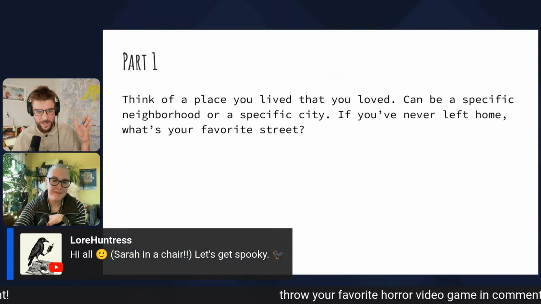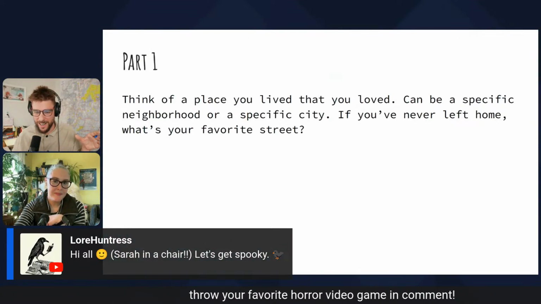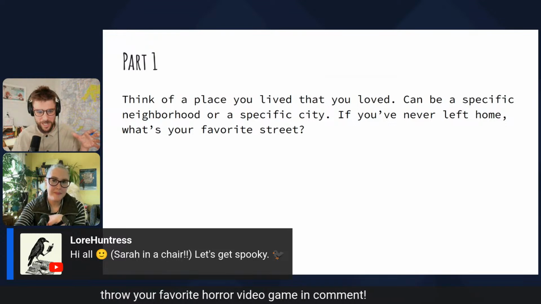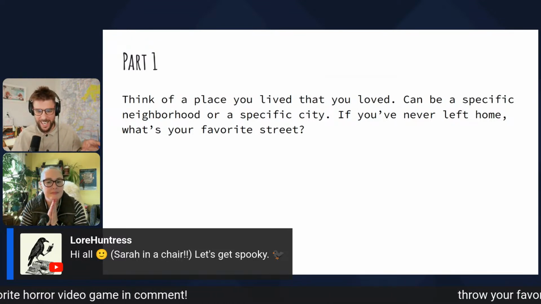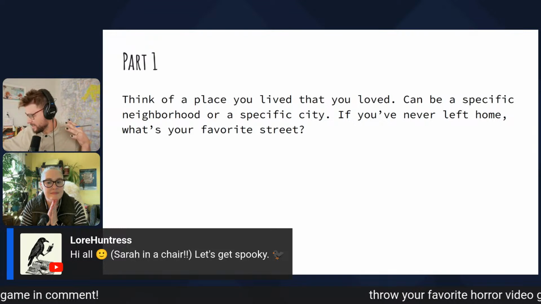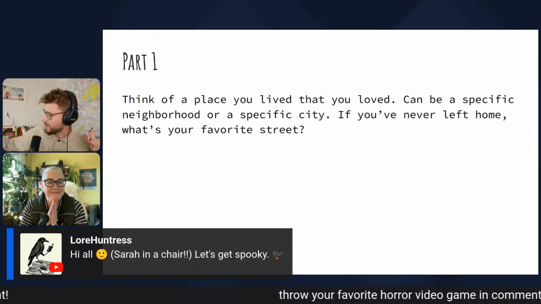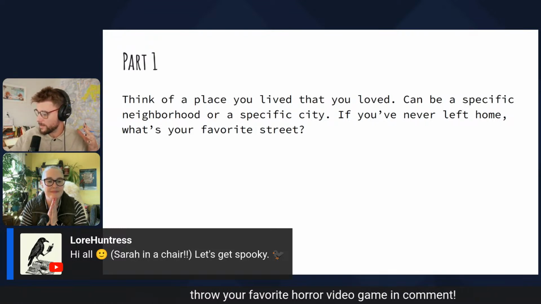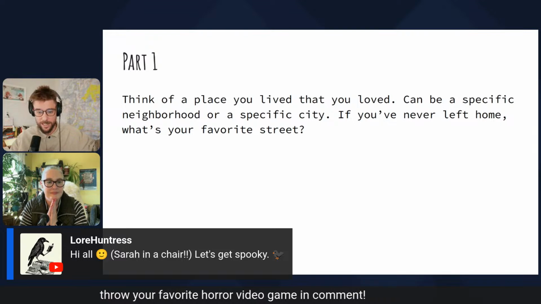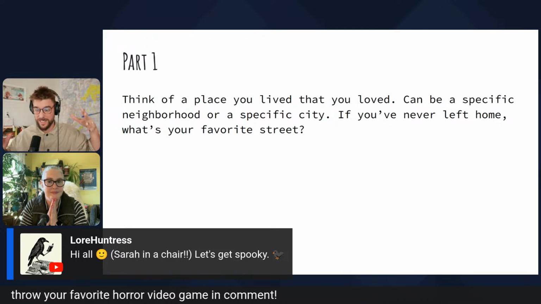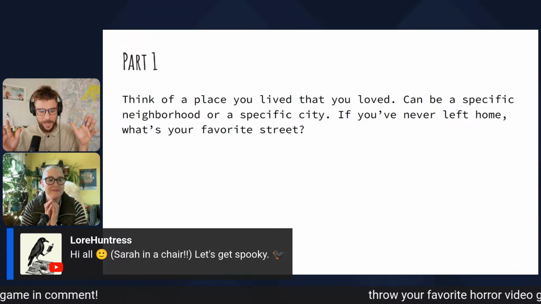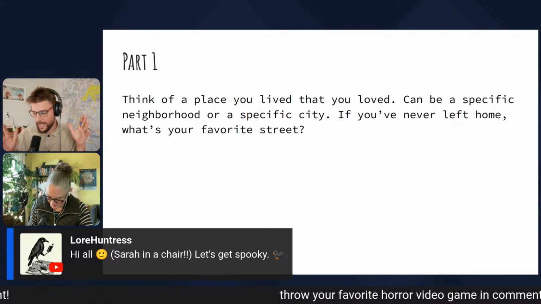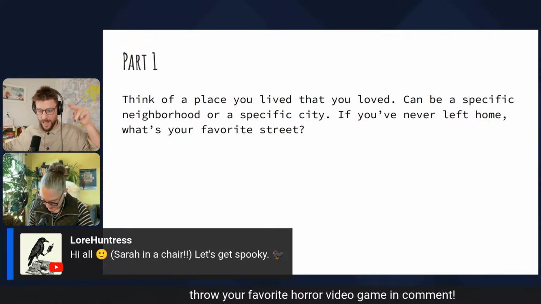Part one. If you don't have a pen and paper out, grab one, because here we go. This is an adaptation of an exercise by an instructor whose name I don't have in front of me. Link in the description. This is different, but it was inspired by that. Part one, on your piece of paper.